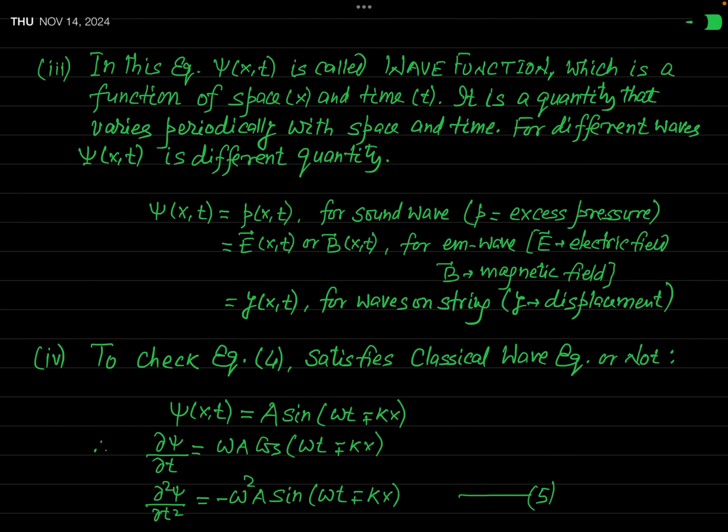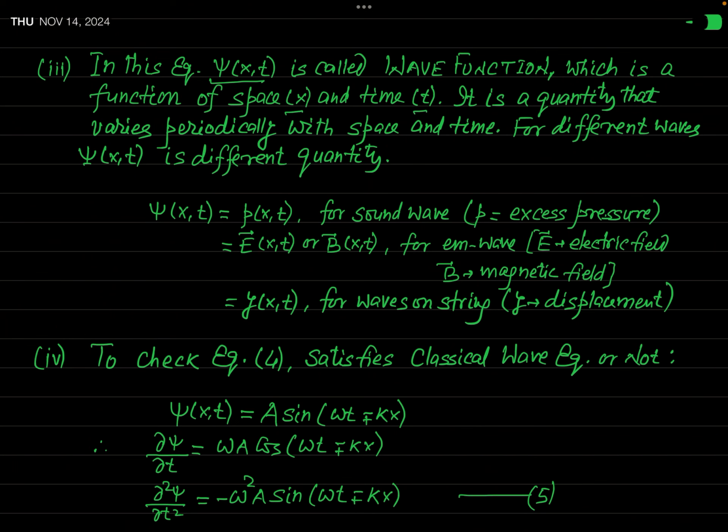Okay. Now see this function psi of x,t which we have written here for displacement. In general this function psi, which is a function of space and time, is called the wave function. Actually, the wave function is the quantity or parameter which characterizes the wave, or the wave equation is written in terms of a function that is called the wave function. In fact, a wave function must be a function of space and time.